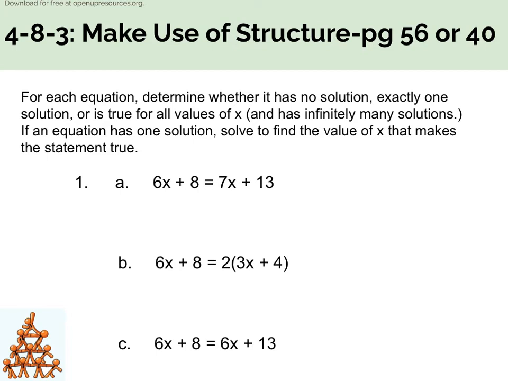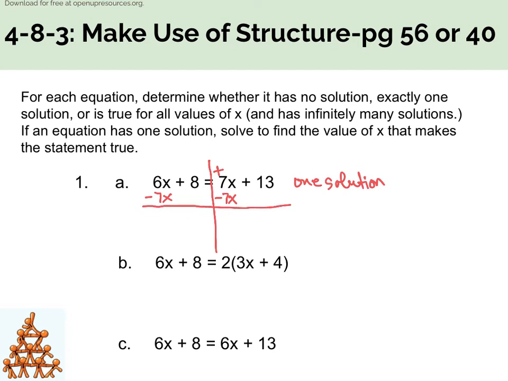All right, so let's go ahead and go through this. So if we look at this one, we have 6x plus 8 equals 7x plus 13. Because the 7x is different than the 6x, this is actually going to be one solution. And let's go ahead and solve that. What we're going to do is put all the variables on the left-hand side. So this is positive 7x, so I'm going to put a negative 7x, or subtract off 7x.